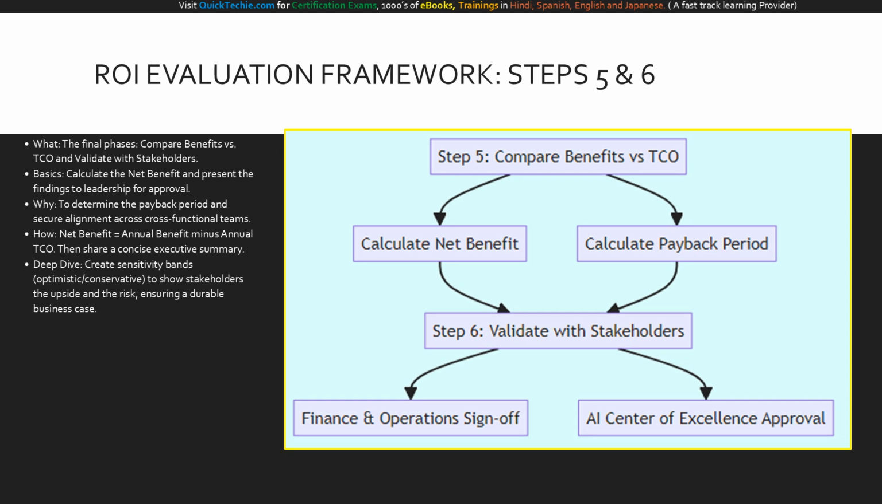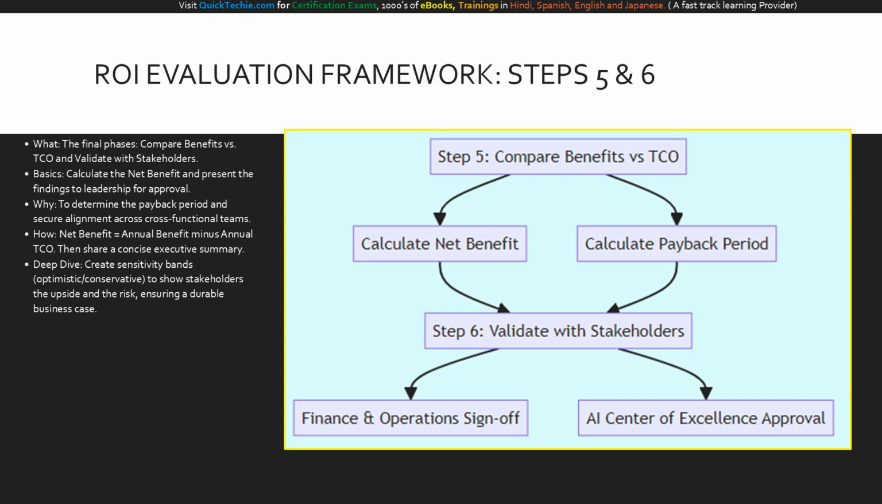Our final deep dive involves advanced forecasting. Because AI is dynamic, you should create sensitivity bands for your ROI. This means calculating an optimistic scenario, an expected scenario, and a conservative scenario based on varying adoption rates. Providing these ranges shows stakeholders both the upside and the risk, which builds immense trust and ensures your AI business case is durable enough to secure funding.